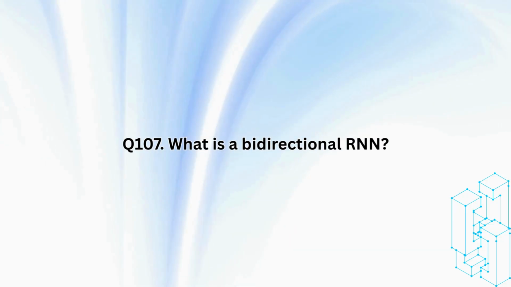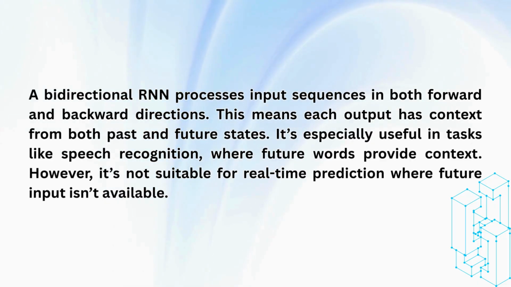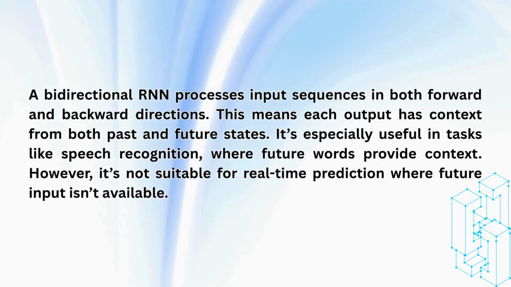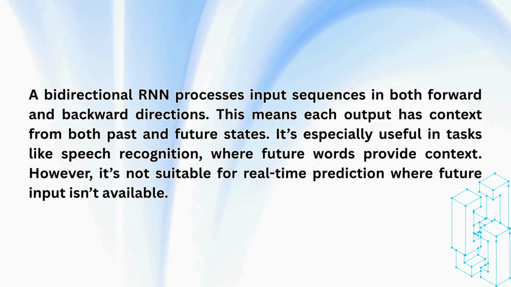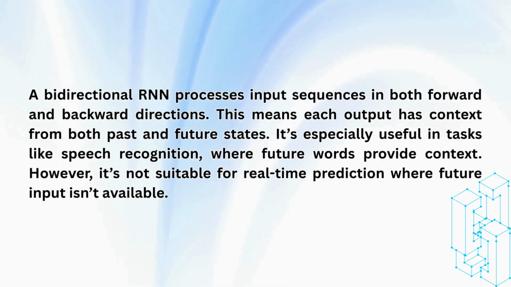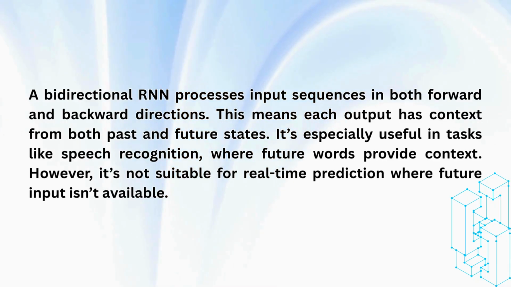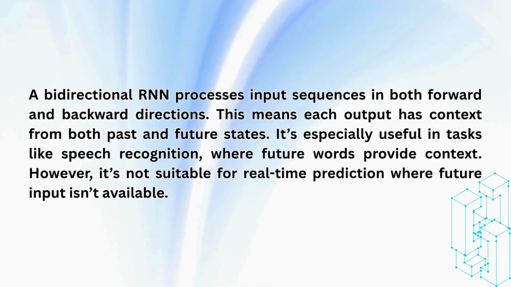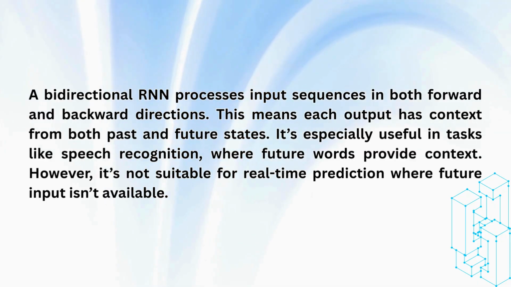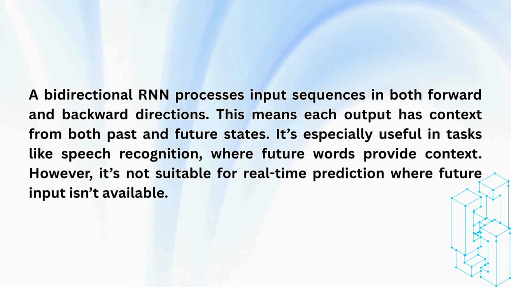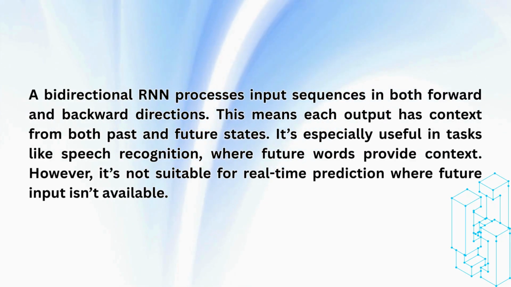What is a bidirectional recurrent neural network? A bidirectional recurrent neural network processes input sequences in both forward and backward directions. This means each output has context from both past and future states. It's especially useful in tasks like speech recognition, where future words provide context. However, it's not suitable for real-time prediction, where future input isn't available.